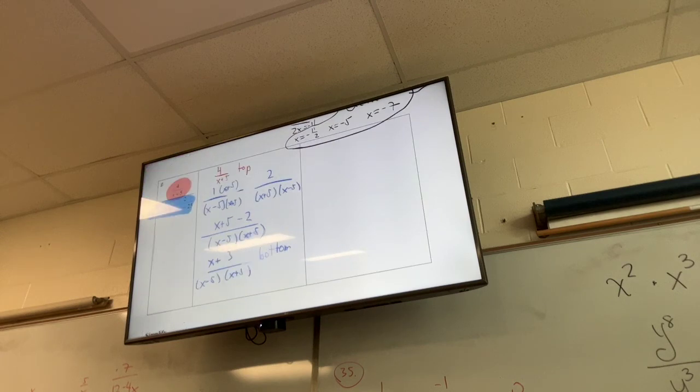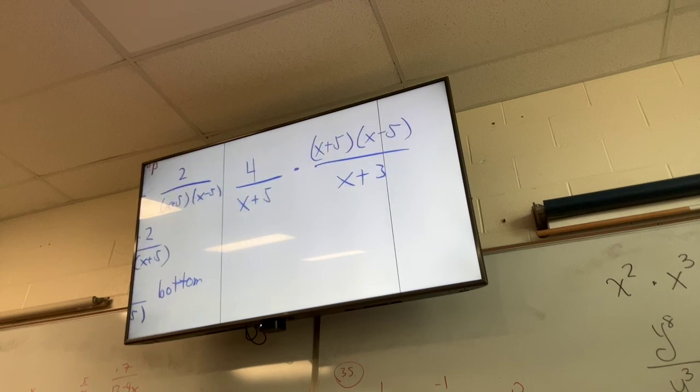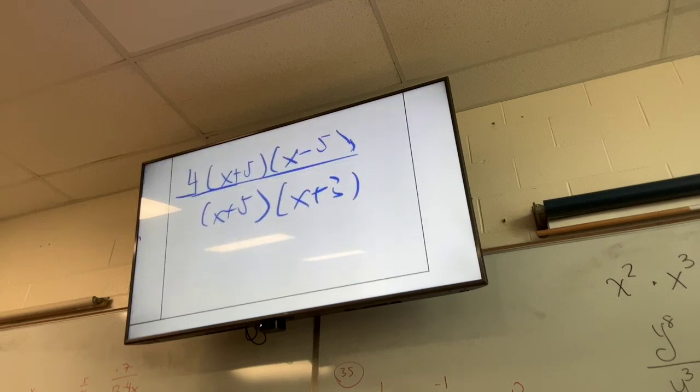So there's my bottom. My last step is what? I multiply the top, so 4 over x plus 5 times the reciprocal of the bottom. So that's x plus 5 times x minus 5 all over x plus 3. Okay? So then we multiply across the top. This is my answer, but I got to do what with it? I got to simplify. Okay, so how do I simplify? All right, is it factored already? It's already factored. What are my excluded values?